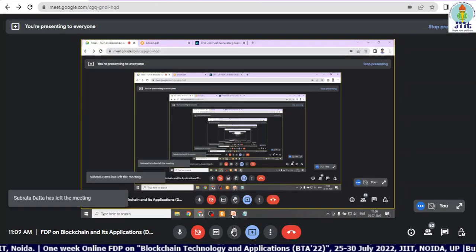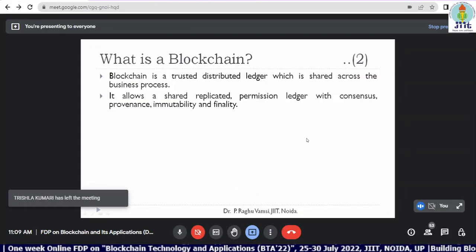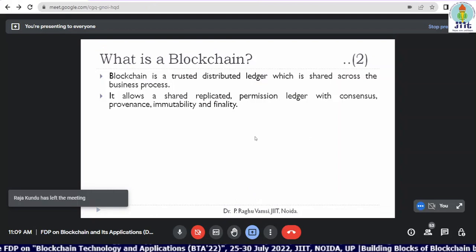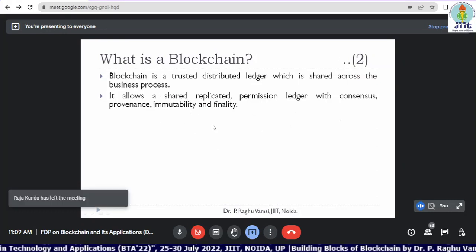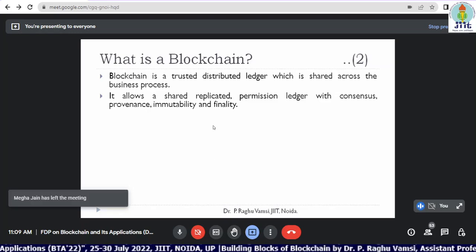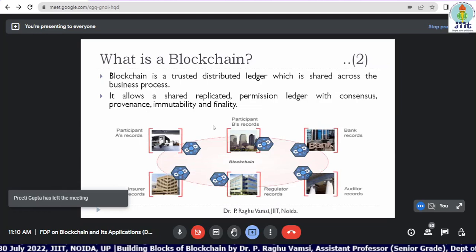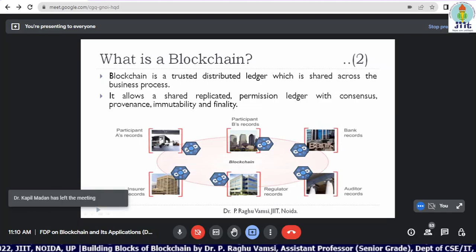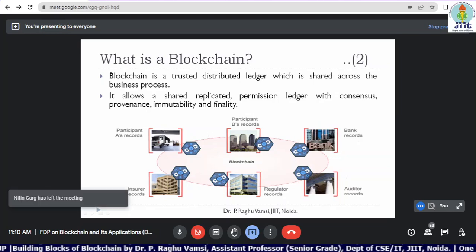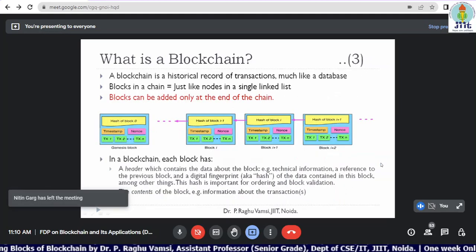And immutability. Immutability means, as we have just seen, the cryptographic hash function, where you go for the cryptographic generation of the message digest, and thereby you will achieve immutability. Finality means once you have recorded onto the blockchain and the block is committed, then you cannot roll it back. That is called finality. So one single ledger will be distributed among all the participants in the business network.